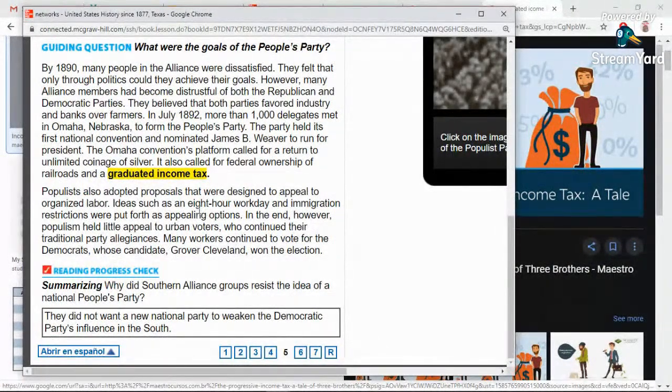And they adopted proposals that were designed to appeal to labor, such as an 8-hour workday, immigration restrictions. And these populist ideas held little appeal to urban voters because they didn't see how this was going to help them. This is more for rural America. So many of them continued to vote for Democrats, whose candidate was Grover Cleveland, and he won the election.